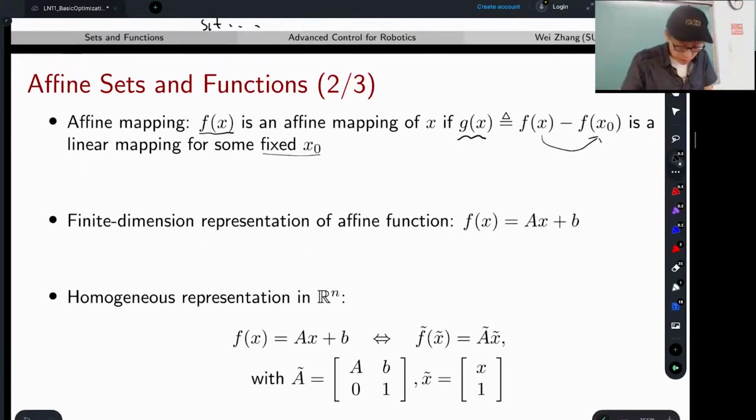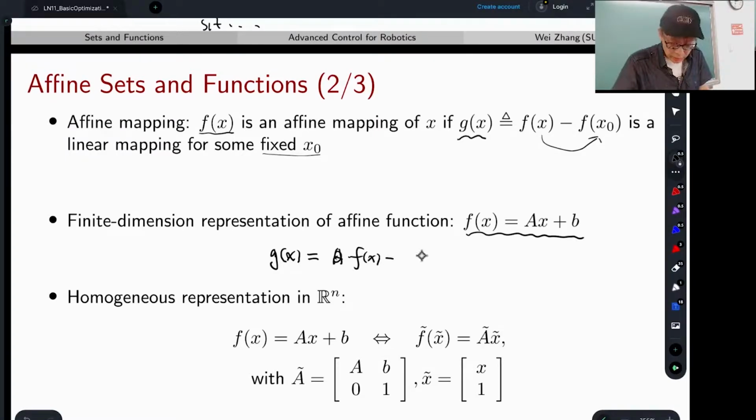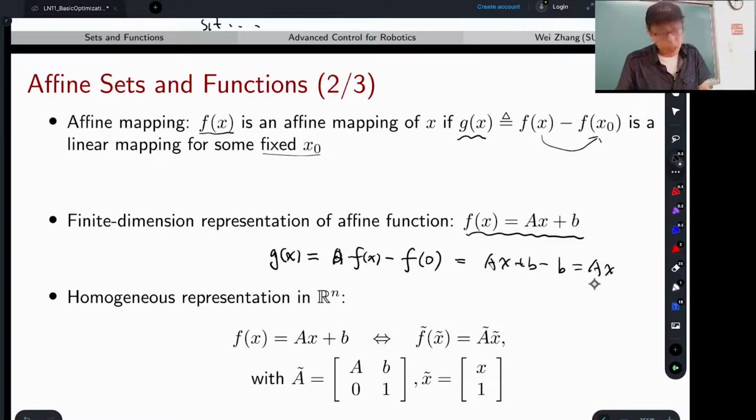So for finite-dimensional representation, it is just like that. For a linear mapping, it's just Ax. For an affine mapping, it's Ax plus b. So if you define g(x) as f(x) minus f(0), which is Ax plus b minus f(0), where A times 0 is 0, minus b, so it's Ax. So g(x) is just Ax. You subtract this affine term out.